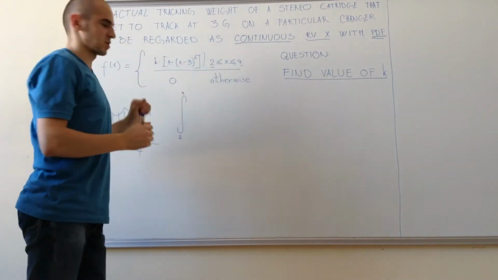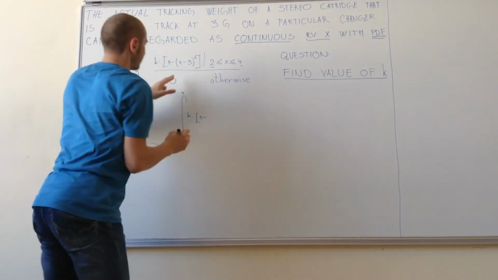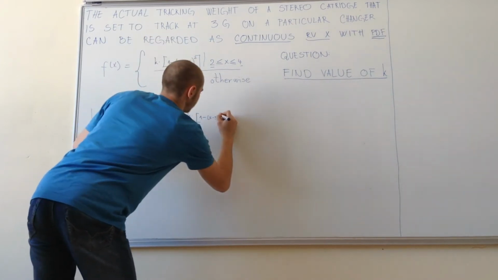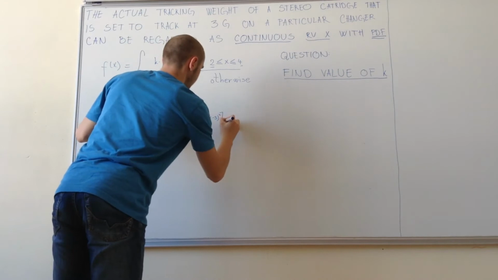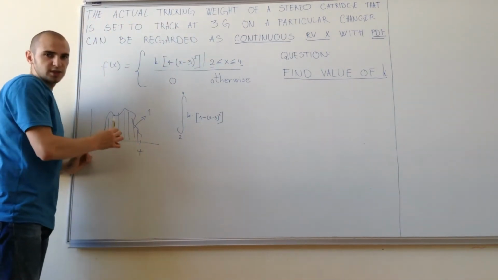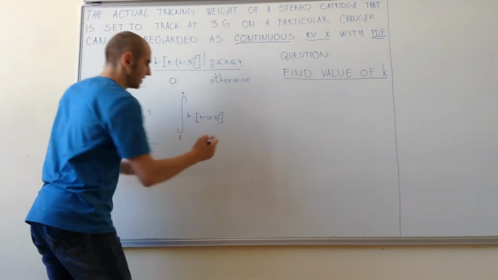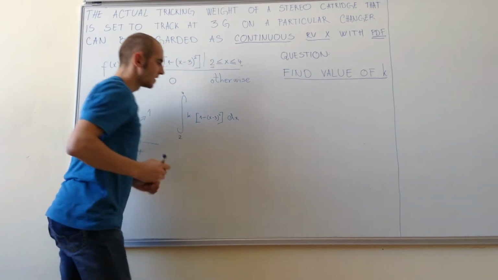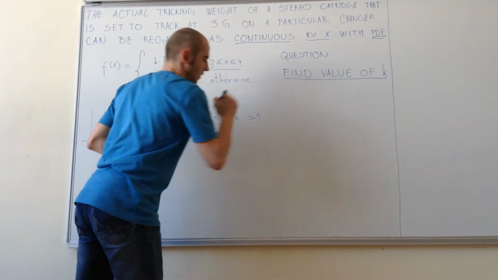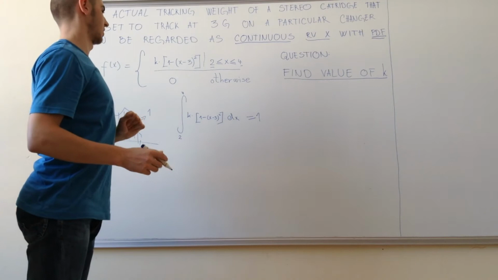And now we will write the function. So it is k times 1 minus (x minus 3) squared. That is our function. Since we said that this area has to be equal to 1, and we calculate the area with this integral, so this is dx, that means that the solution of this integral has to be 1. And so now we will just solve this integral.